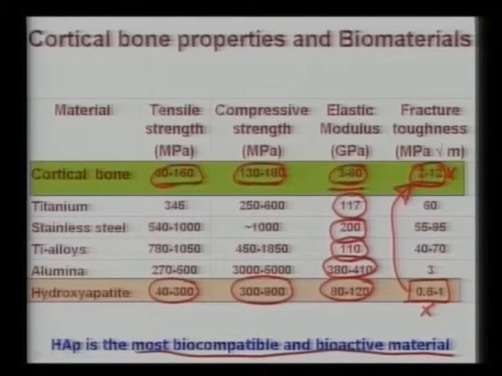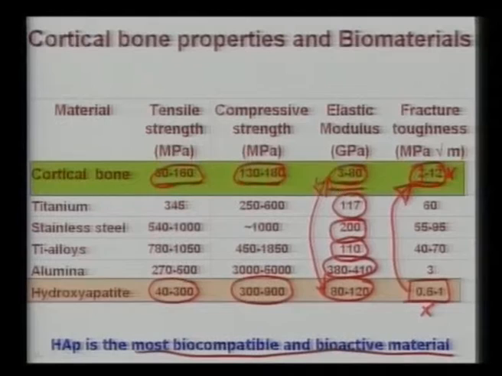However, hydroxyapatite is kind of at the higher level, near the higher bound of the elastic modulus of the cortical bone. So therefore, this elastic modulus also needs to be judiciously controlled, so that it is somewhere in between the two bounds of the elastic modulus of the cortical bone, like the lower bound as well as the upper bound of the cortical bone properties.